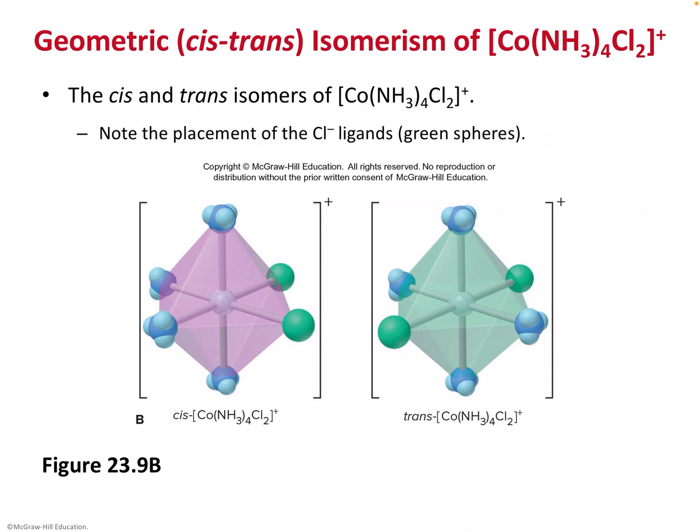And then we can have geometric cis-trans isomerism with 6 ligands. In this case, you can see cobalt is the central atom. There are 4 amine groups and 2 chloro groups. The green ones are the chlorides and these blue ones are the amine groups. In this one you can see the same ligands are next to each other, so this is a cis isomer, whereas here they are opposite to each other, so that is a trans isomer.